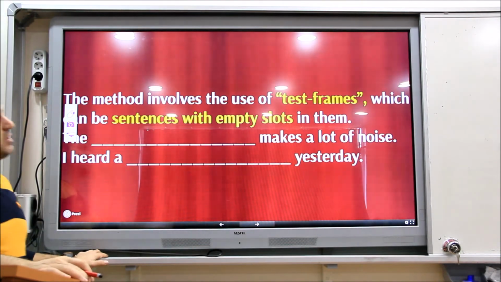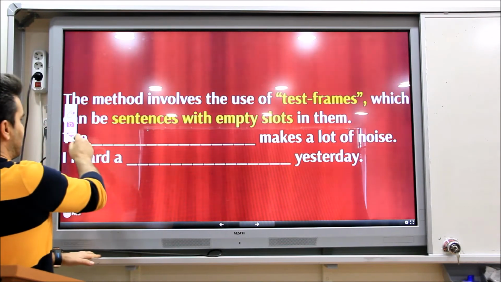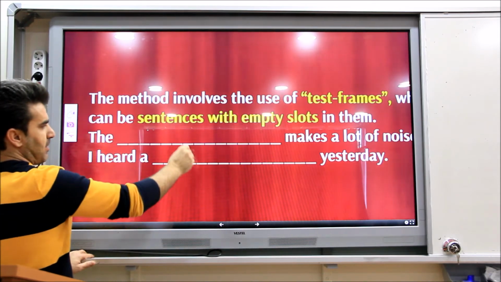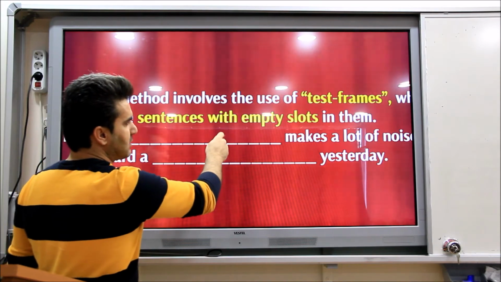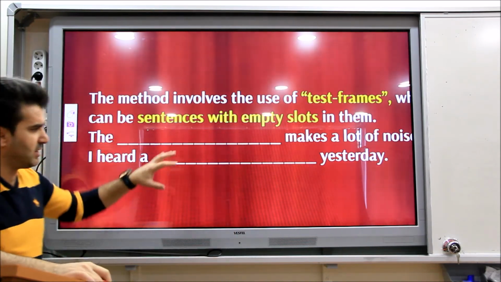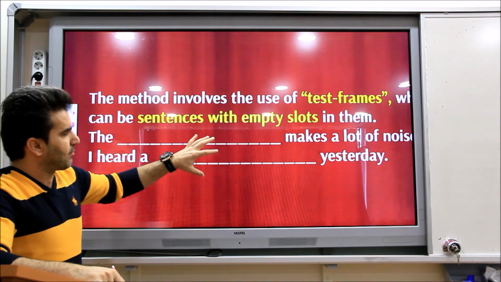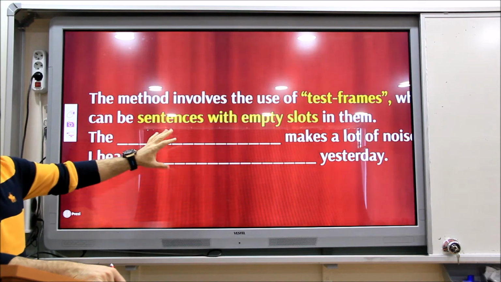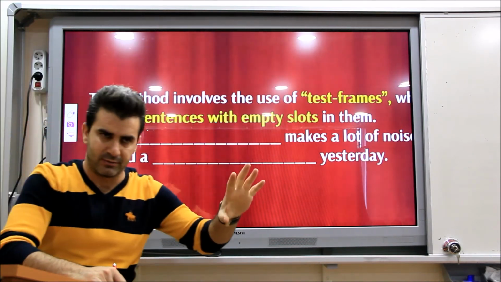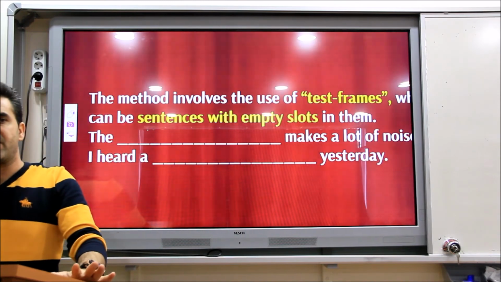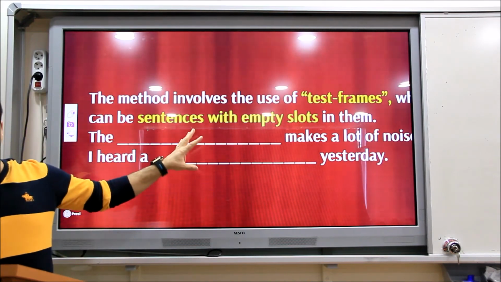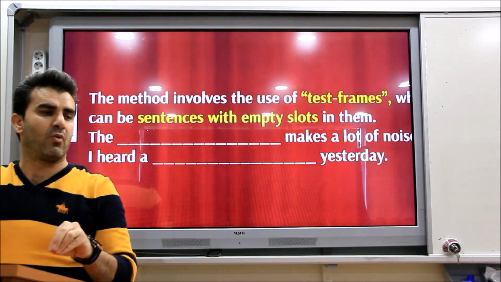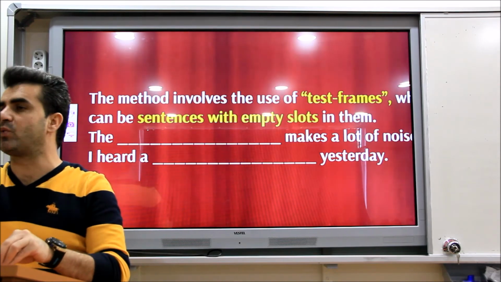It uses test frames. For example, like this is a test frame with empty slots. So it analyzes this distribution of forms. What do you mean by this? If the forms are okay to be used in these empty slots, then we put them in the same category. The words that can be used in this empty slot are categorized under one description.